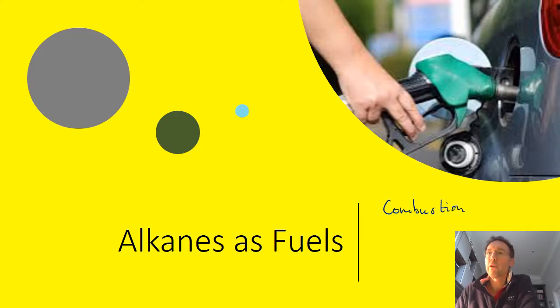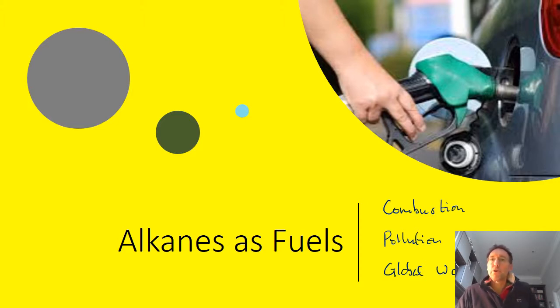After that we're going to have a look at the pollution from burning these fuels. And we're going to distinguish between the pollution that we get out of vehicles and the pollution that we get from power stations. And then after that, the third and last topic would be global warming, which of course comes from carbon dioxide amongst other greenhouse gases, which is one of the products of the combustion of alkanes. Okay, so that's what we're going to do today.